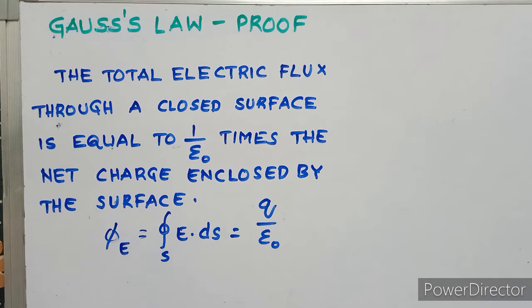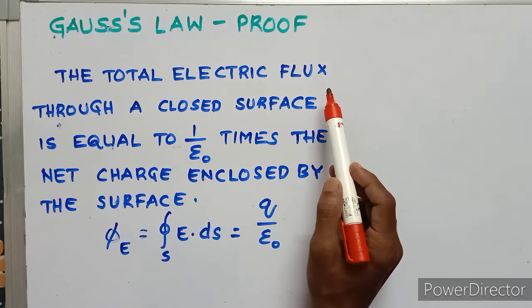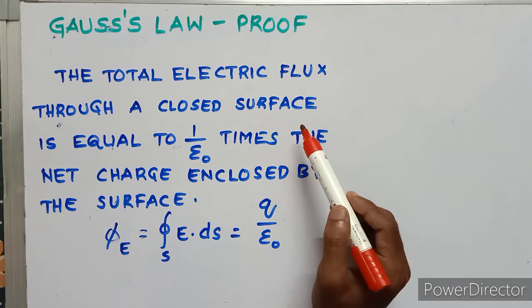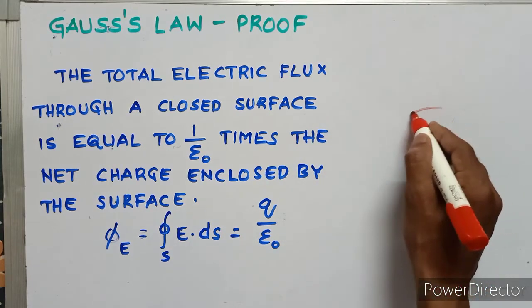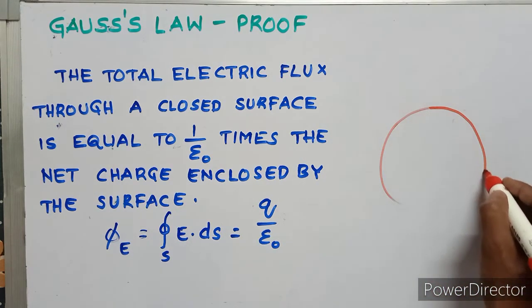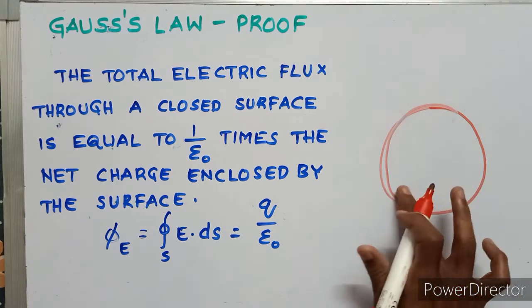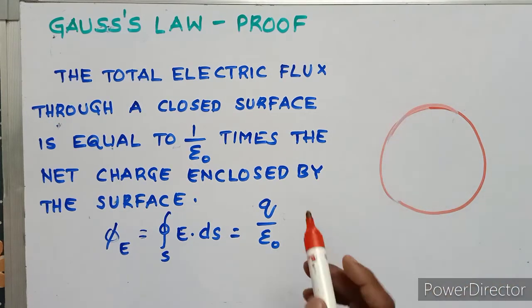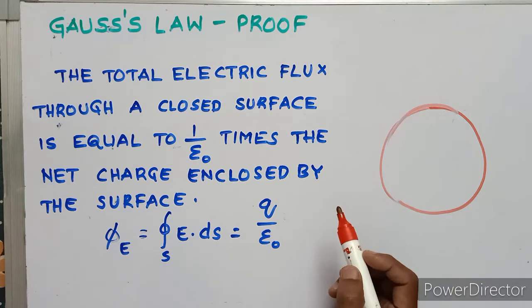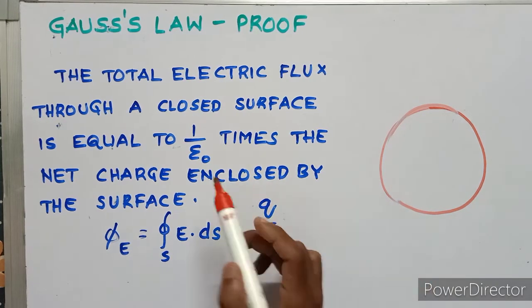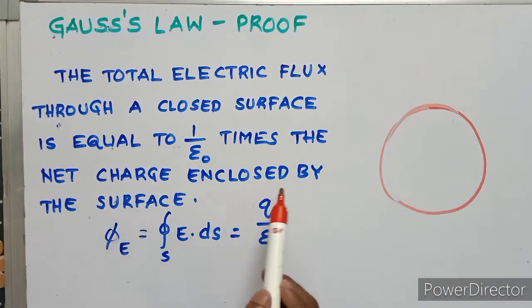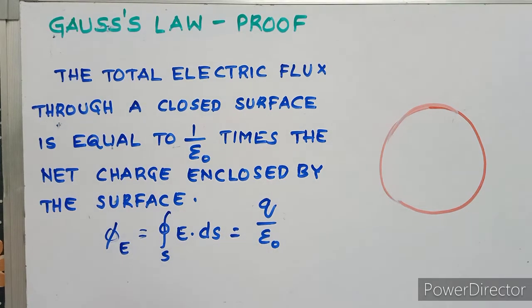Gauss's law and its proof. First of all, what is Gauss's law? The statement of Gauss's law: the total electric flux through a closed surface, for example, this is the closed surface, is equal to 1 upon epsilon naught times the net charge enclosed by the surface.